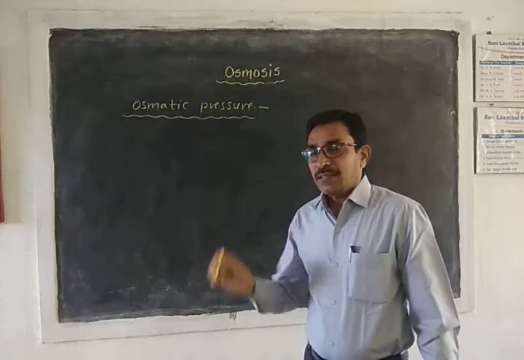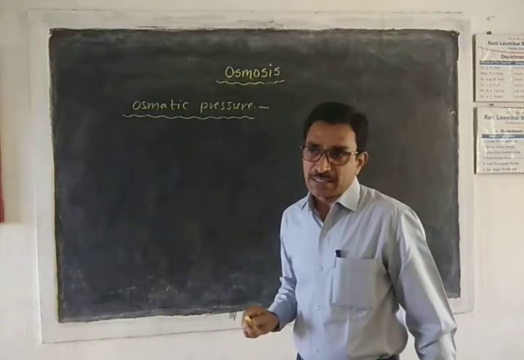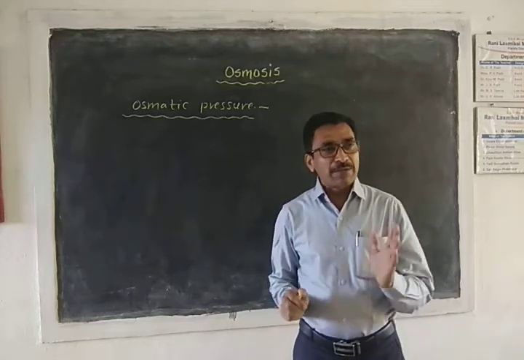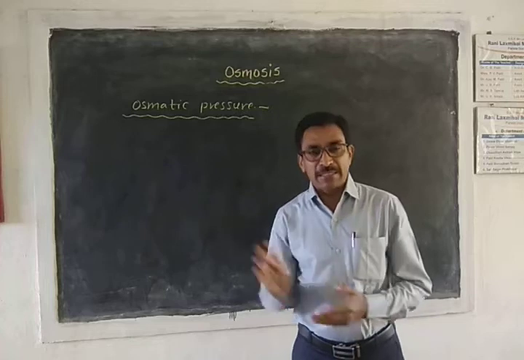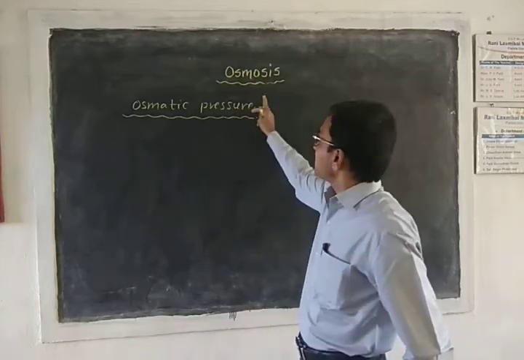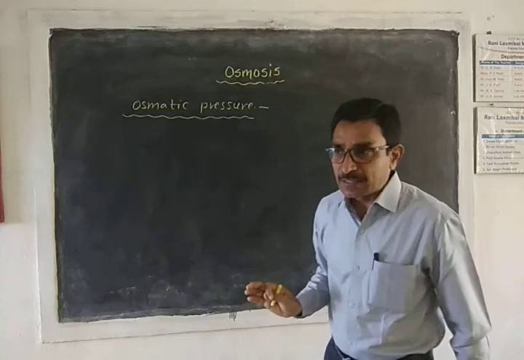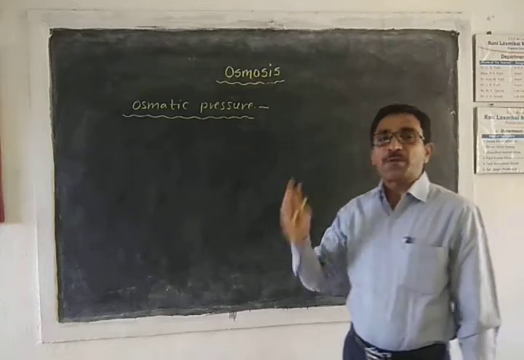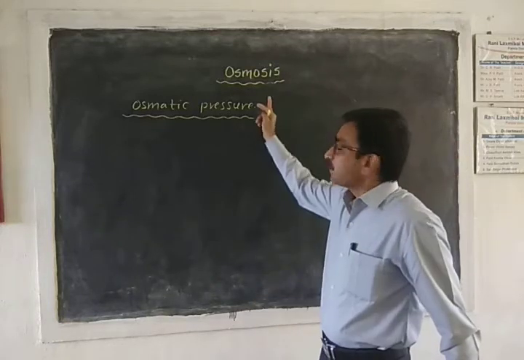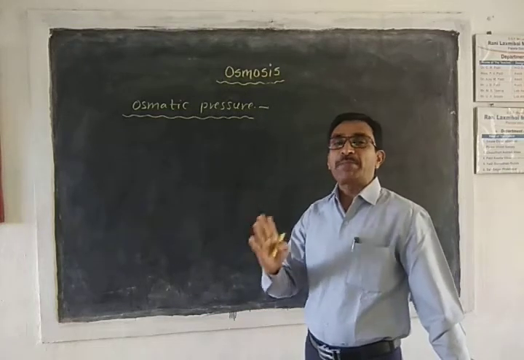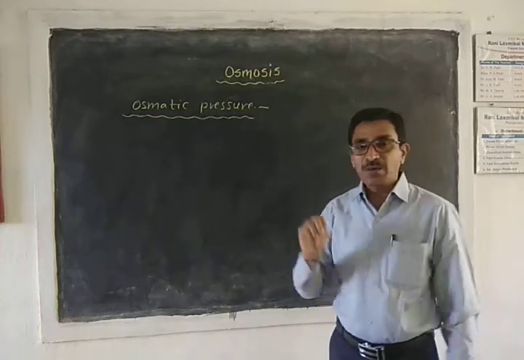Osmosis is one of the important physiological processes which takes place only in liquids, while diffusion takes place in solids, liquids and gases. This is the main difference between diffusion and osmosis. Osmosis is a diffusion of water from a weak solution to a strong solution through a semi-permeable membrane. That is called osmosis.